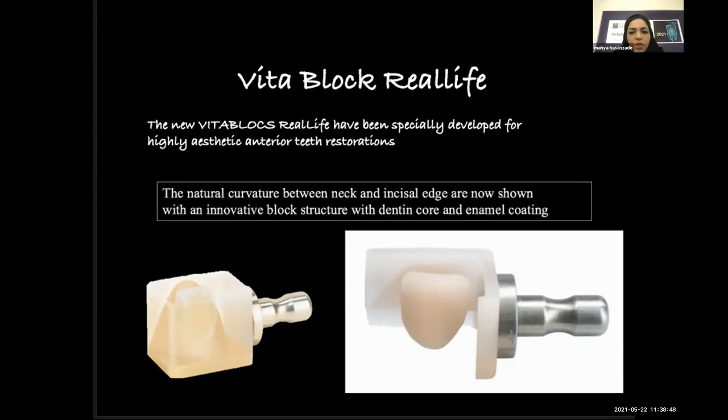So without any additional step for characterization, layering, or staining, you have an aesthetic restoration. And so it's highly recommended for anterior veneers and crowns.